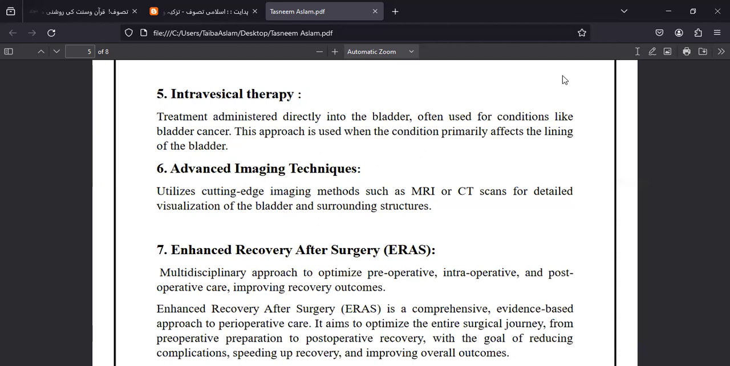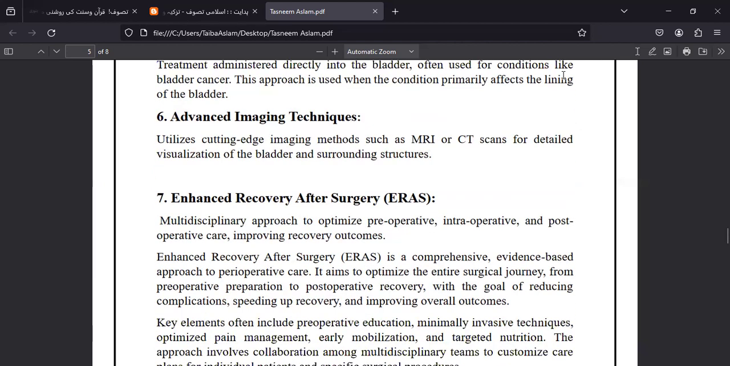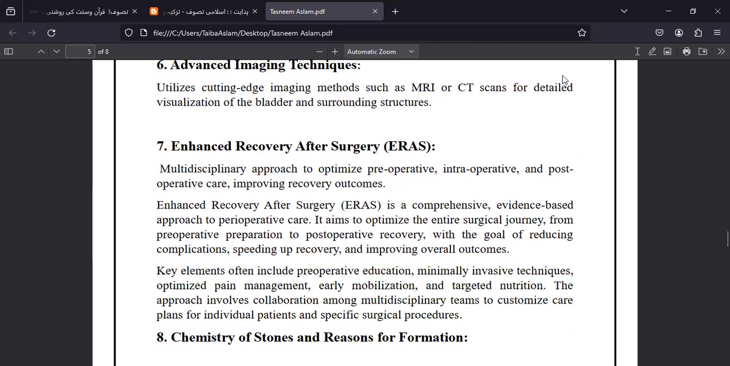Utilizes cutting-edge imaging methods such as MRI or CT scans for detailed visualization of the bladder and surrounding structures. Enhanced recovery after surgery: a multidisciplinary approach to optimize preoperative, intraoperative, and postoperative care, improving recovery outcomes.